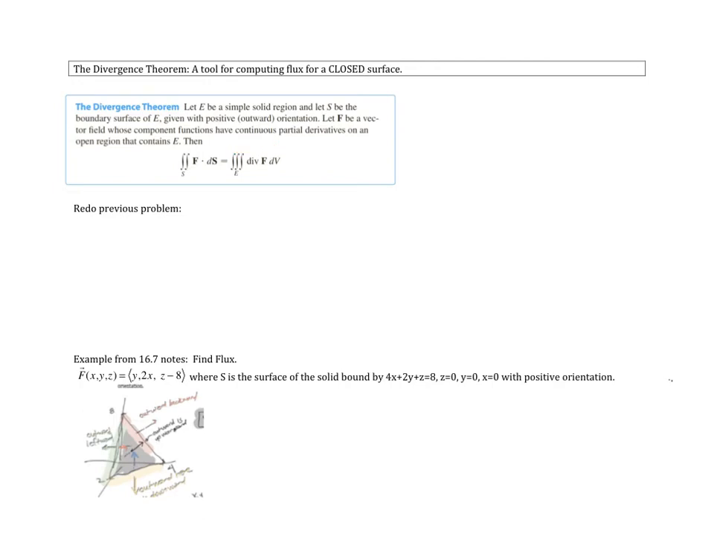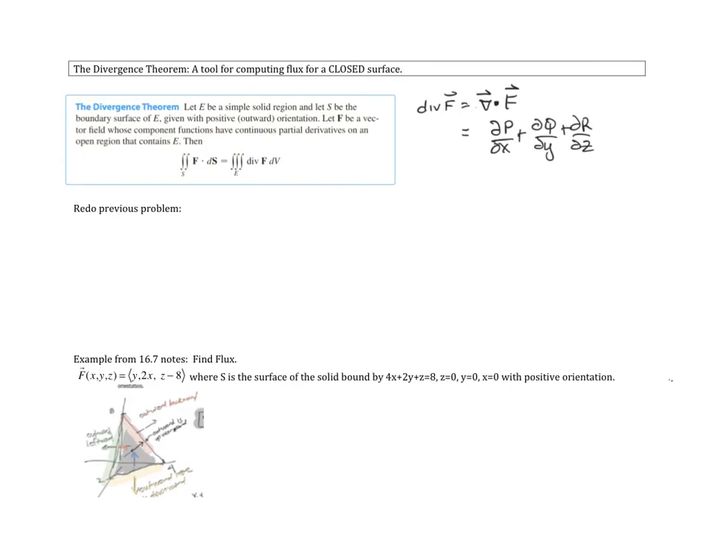Okay, how does that work again? The divergence of F, remember, if you like that shorthand notation, was del dot F. It was the partial of the first component with respect to x, second component with respect to y, and third component with respect to z.